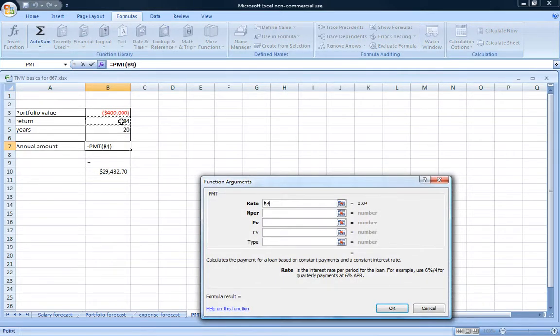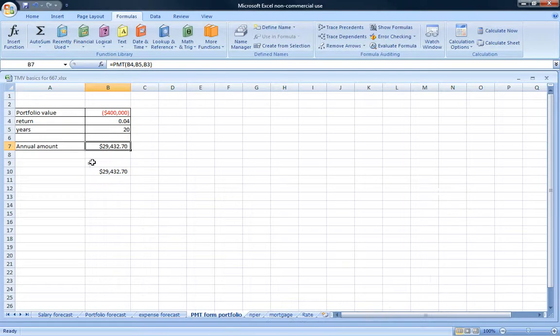First thing is R. We go here, click that cell. N is 20 years, click that cell. Present value is this cell over here, and we click. That means that this person will get 29,432 every year, which means that if the fund grows at 4% a year and she's taking out 29,432, this money will last her for 20 years.